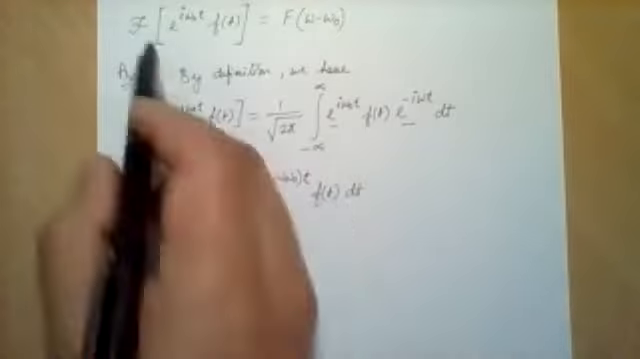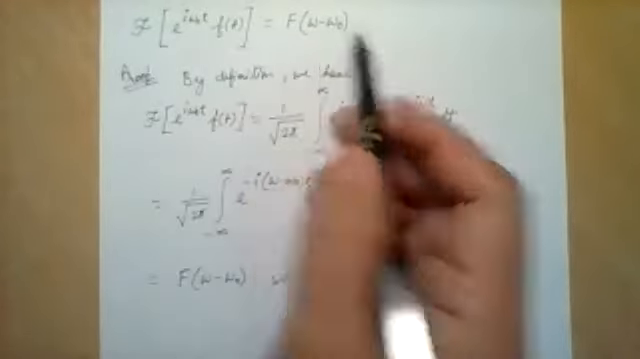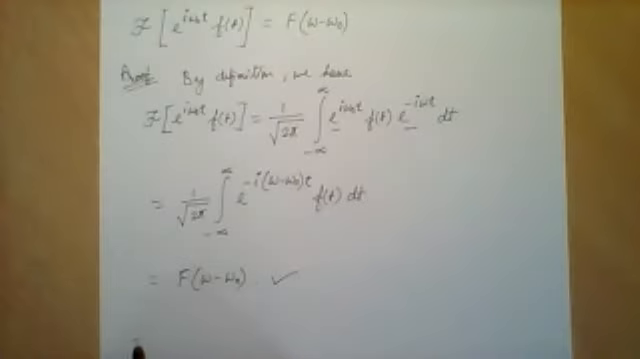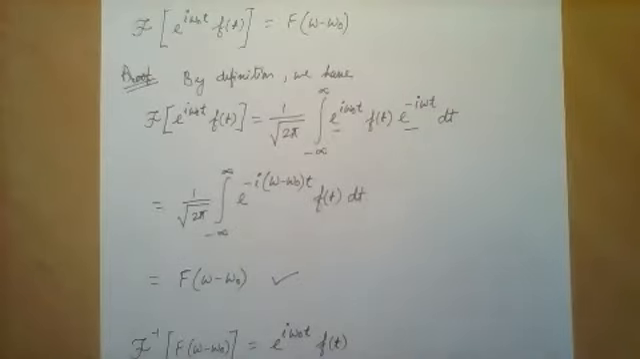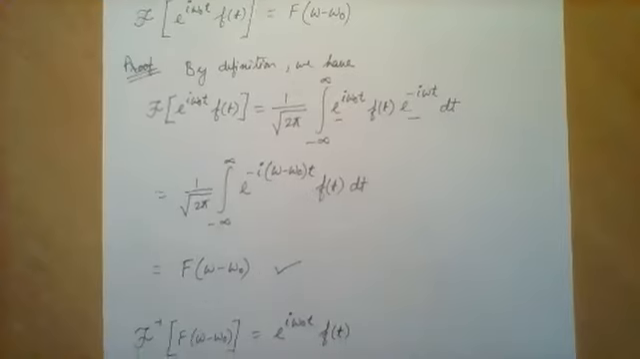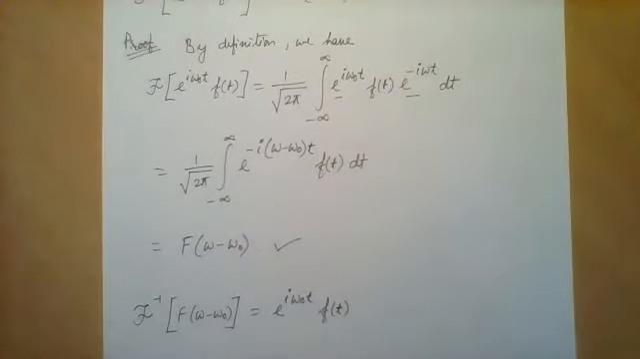Okay, so if I take the inverse Fourier transform of both sides, what do I get? The inverse Fourier transform of capital F of omega minus omega naught is equal to e to the power i omega naught t f of t. Okay, so this is the frequency shifting property of Fourier transforms. Okay, let us look at one example.